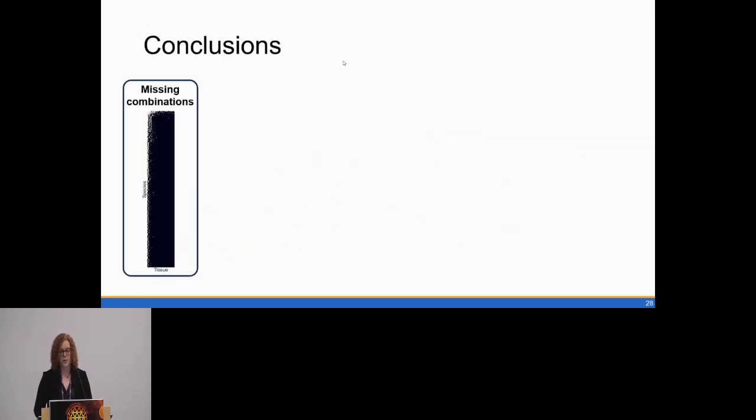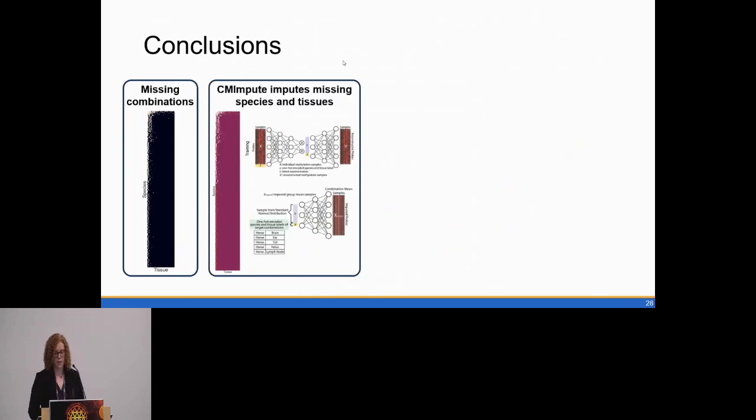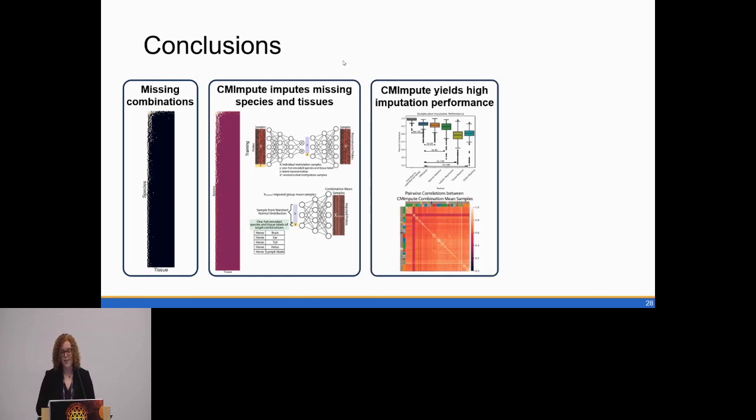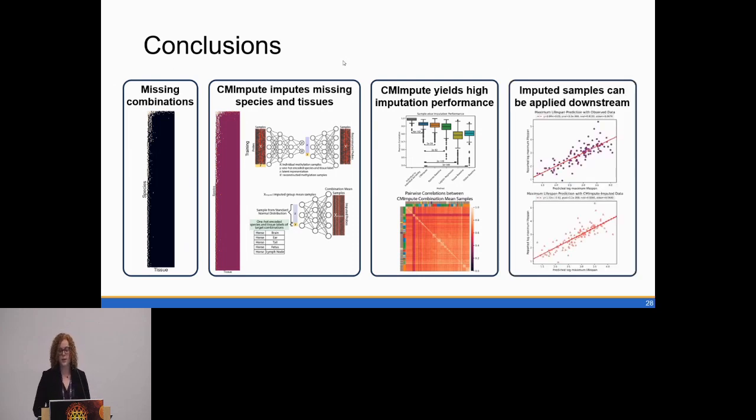In conclusion, the development of the mammalian methylation array greatly expanded the amount of available cross-species methylation data, but left gaps in species and tissue availability. To address these gaps, we developed CMImpute, which uses a CVAE to impute combination mean samples of missing species and tissue combinations. CMImpute yields high imputation accuracy and maintains species and tissue characteristics seen in observed data. Finally, imputed combination mean samples can be used for downstream analyses, such as predicting maximum lifespan.